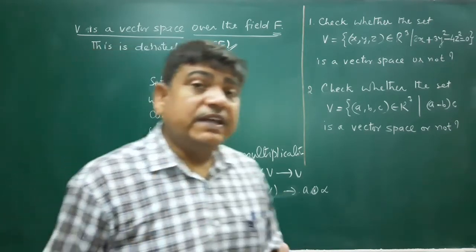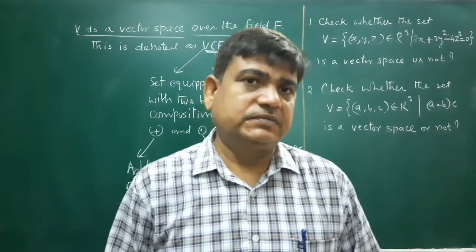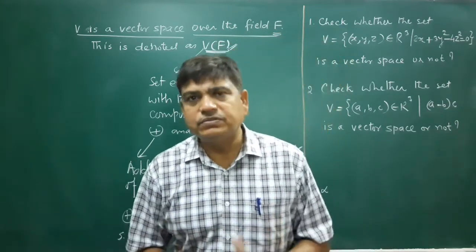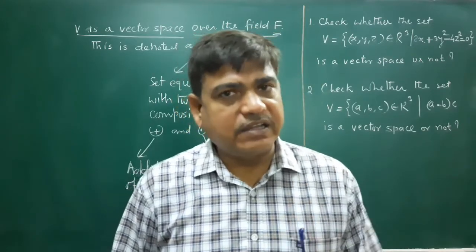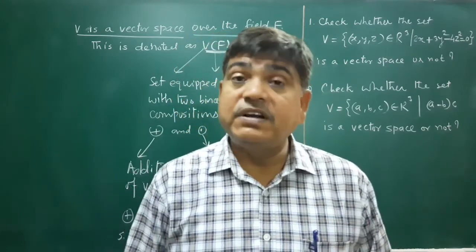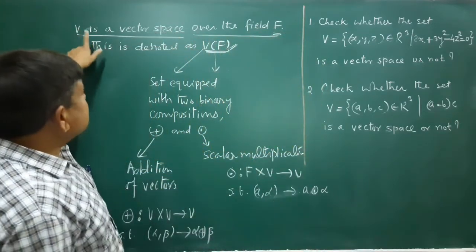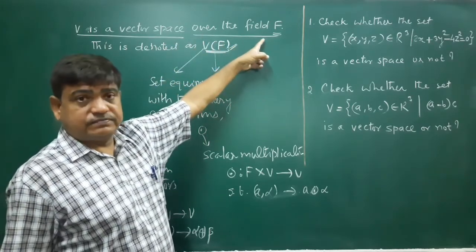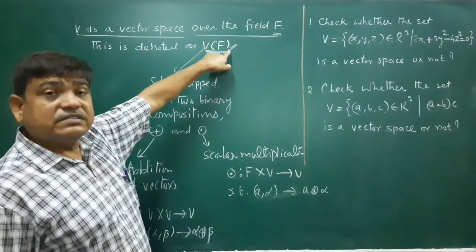this was explained yesterday very well. If you are not able to understand again, then you go through the previous videos again and again and again. There is no shortcut. Several times I told you. So here the sentence is V is a vector space over the field F. This is denoted as this one.